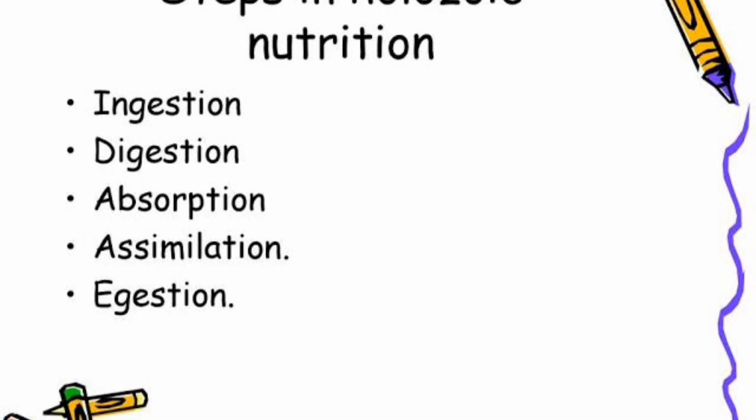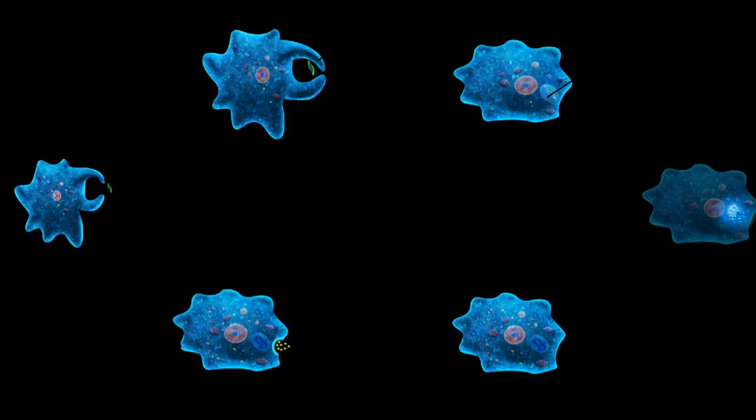Amoeba doesn't have any specialized organ for nutrition, but it utilizes these digestive steps by cytosis. The entire process is carried out through the body surface with the assistance of the pseudopodia. So we will see how the nutrition is done by amoeba.